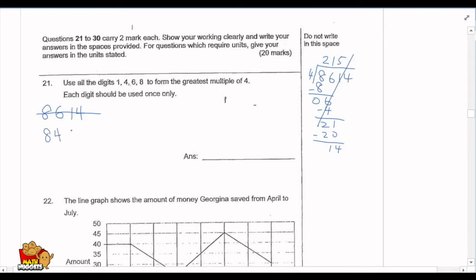8, 4, 1, 6. This looks like it's okay because all of these are divisible by 4. So that's 16, so that's 4 times 4. And no remainder. Okay. So the answer is 8416.